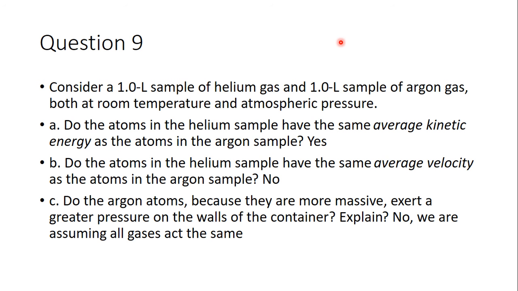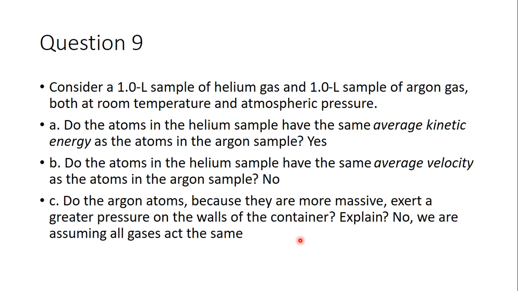Based on our previous question, 9a, we said all gases have the same average kinetic energy. So helium and argon, if you look at the periodic table, they weigh differently. Argon's heavier. So the only way these can have the same average kinetic energy if they weigh different is if they also have different velocities. Helium is faster because it's lighter.